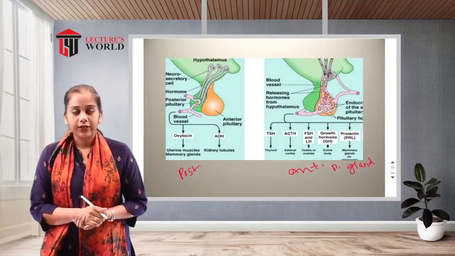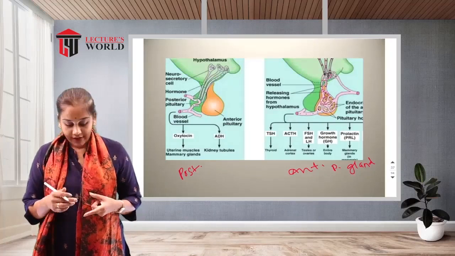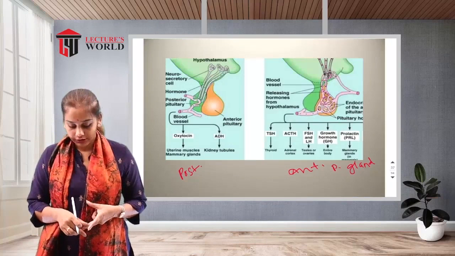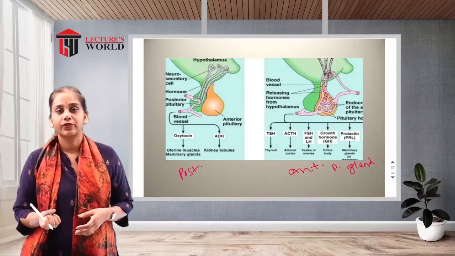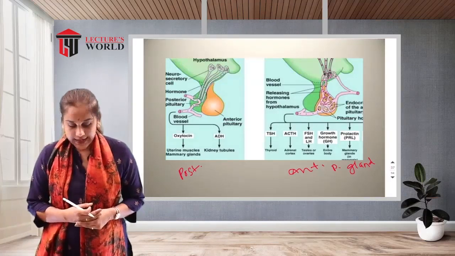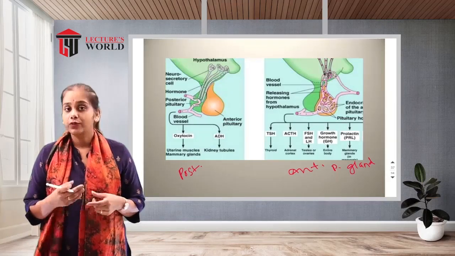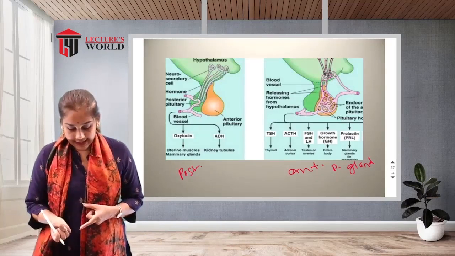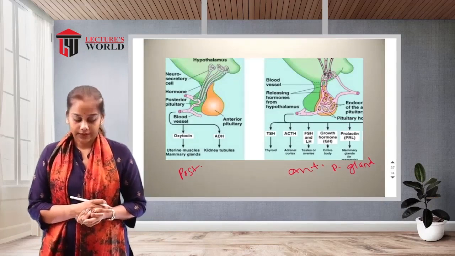Now the posterior pituitary gland has two major hormones. First one is vasopressin, which is also known as antidiuretic hormone. It directly affects the kidney tubules, concentrating the urine and retaining the water. Then oxytocin, the second hormone of the posterior pituitary gland, helps in the preparation or contraction of the mammary gland as well as the uterine muscles during the labor process.